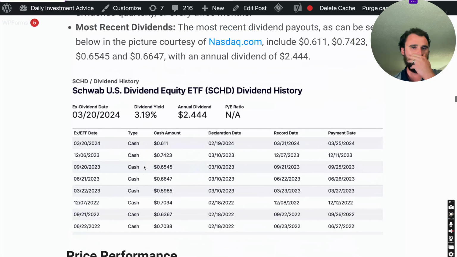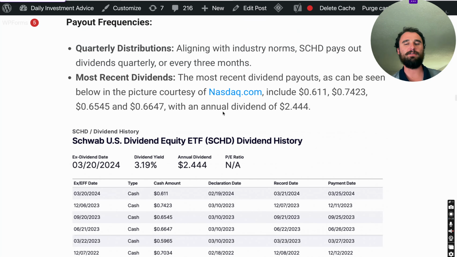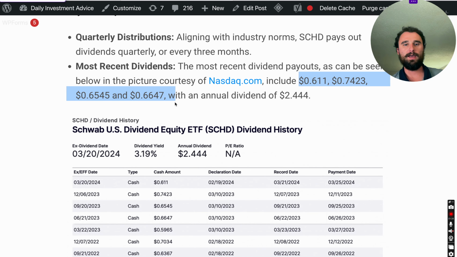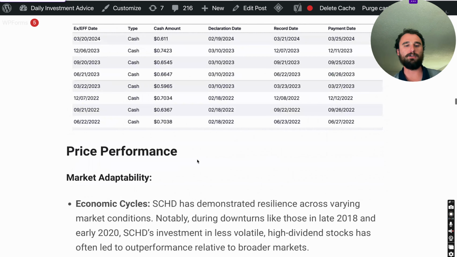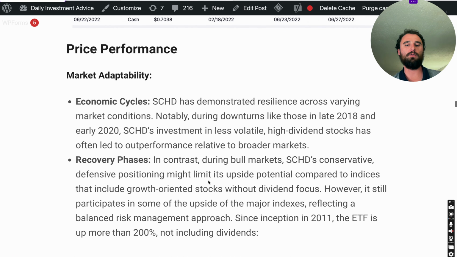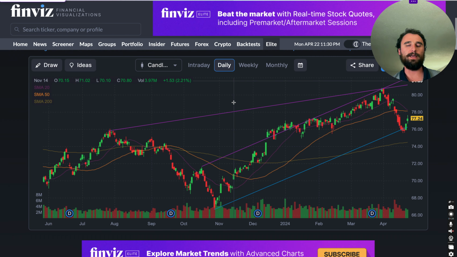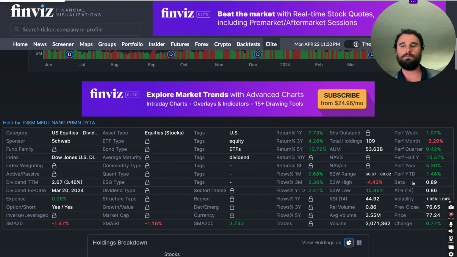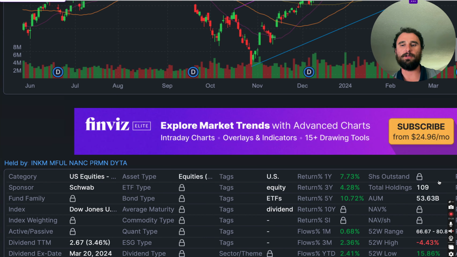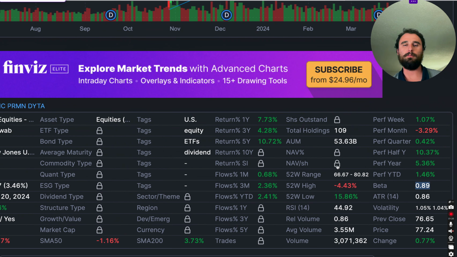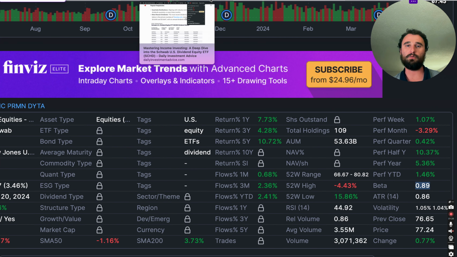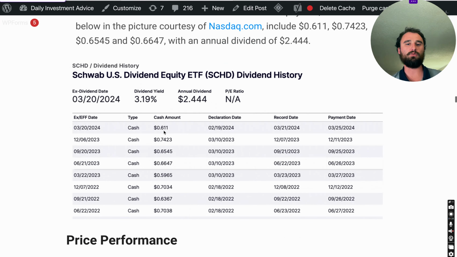So if we look at, courtesy of NASDAQ.com, the most recent dividends include 0.611, 0.7423, 0.6545, and 0.6647. And so the annual dividend is $2.44, as you'll see right there on the NASDAQ page. You'll see also that this one has a lower beta than the S&P 500. We have a beta of 0.89, that number down there at the corner, which basically means that this is less volatile than the broad market. And so looking at some of these most recent dividends, you can get a feel for what you can expect per year.